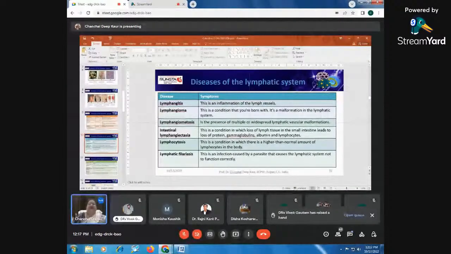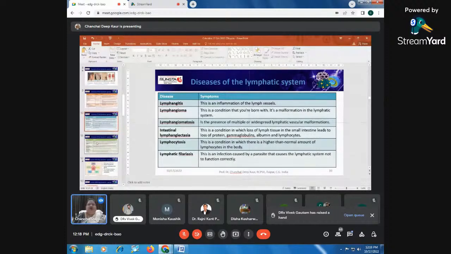Then intestinal lymphangiectasia. This is a condition in which loss of lymph tissue occurs in the small intestine and it leads to loss of protein, then gamma globulins, albumin and lymphocytes. Next is lymphocytosis. This is a condition in which there is a higher than normal amount of lymphocytes in the body. Means lymphocyte amount is increased. Then lymphatic filariasis is an infection which is caused by a parasite and it causes the lymphatic system not to function correctly.